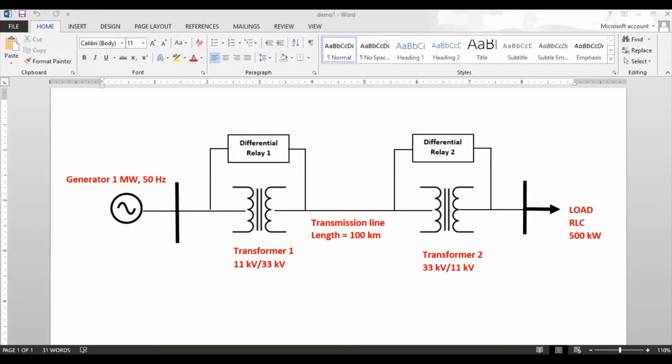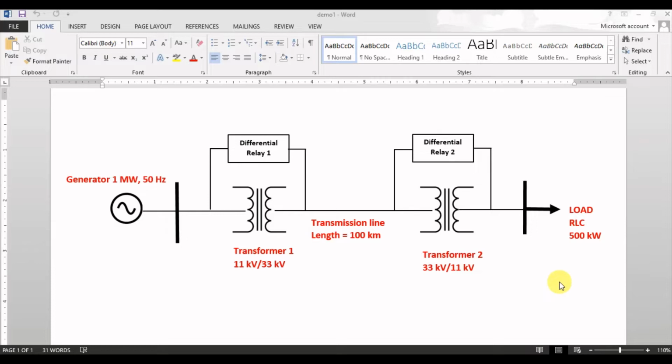In the last video we designed some basic relays that are used for the power system protection. In this video we will design a complete protection scheme for the power system protection network in the SIMULINK.